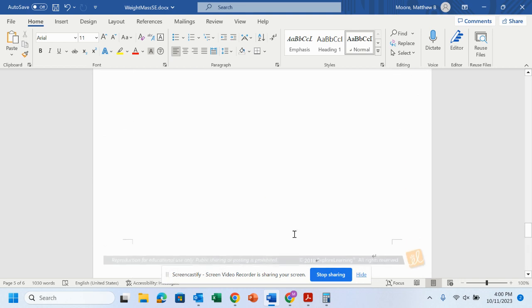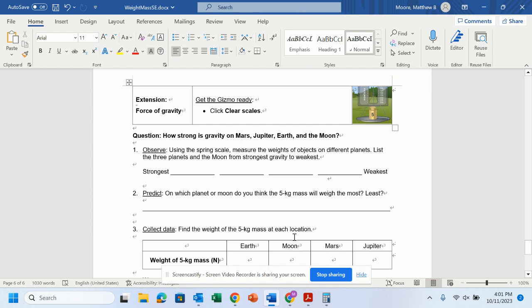Okay, in this last sheet, how strong is gravity on Mars, Jupiter, and the Moon? Using the spring scale, measure the weights of objects on different planets. List the 3 planets and the Moon from strongest gravity to weakest.